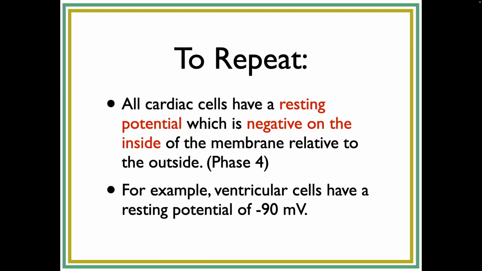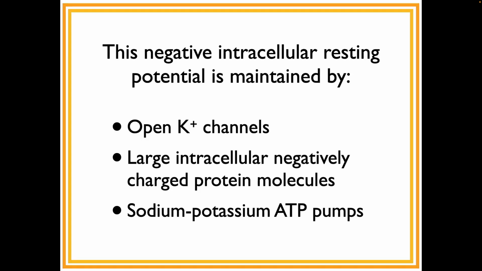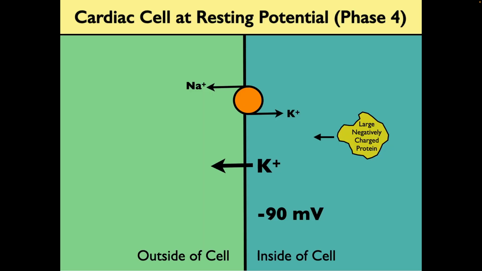To repeat, all cardiac cells have a resting potential which is negative on the inside. And again, you don't need to know absolute numbers. I'll run through this pretty quick. The negative potential is maintained by a number of different things, and I'll show you a picture in a minute. This is kind of extra information, not totally necessary for you to know. What makes it negative on the inside is, first of all, the cell is always pushing sodium out, potassium in.